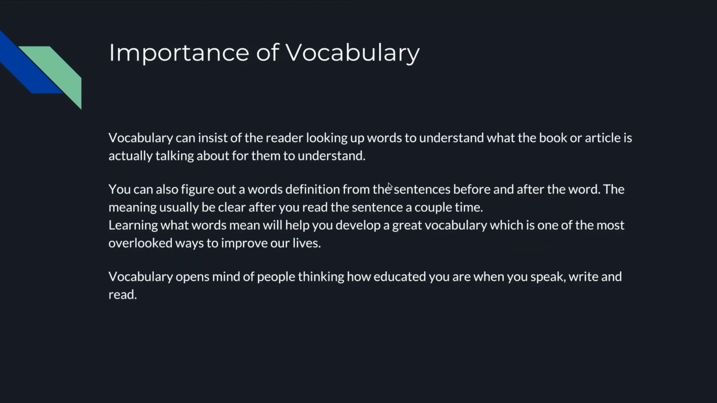Vocabulary can consist of the reader looking up words to understand what the book or article is actually talking about. You can also figure out a word's definition from the sentences before and after the word. The meaning usually is clear after you read the sentence a couple of times. Learning what words mean will help you develop a great vocabulary, which is one of the most overlooked ways to improve our lives. Vocabulary opens people's minds to thinking about how educated you are when you speak, write, or read.